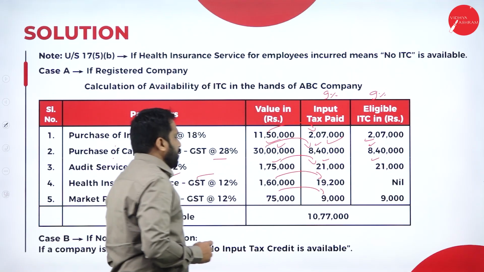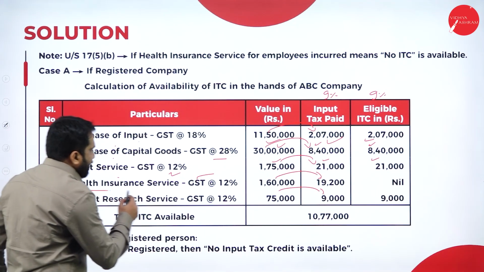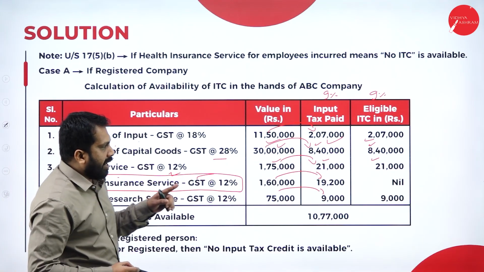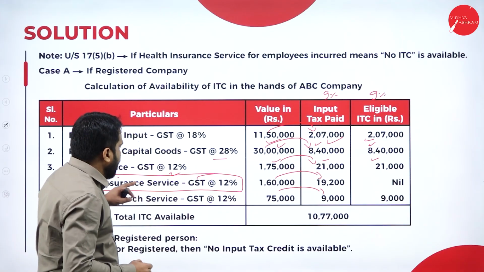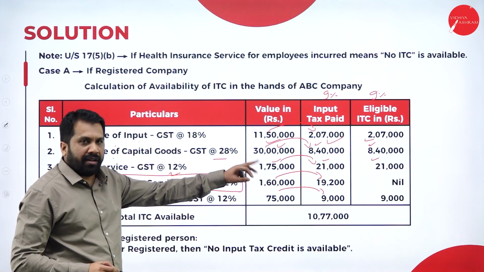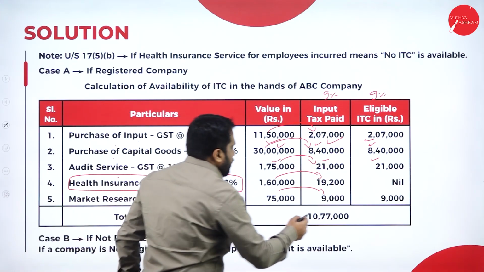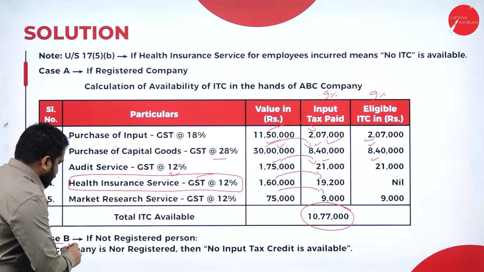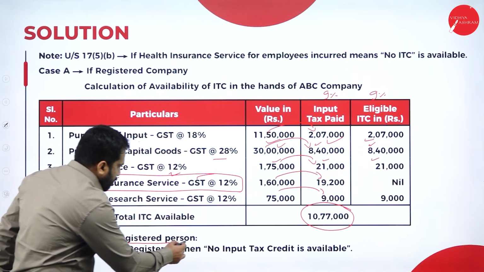Now, remember, your health insurance is not eligible for ITC. Remember, your health insurance will not be eligible for ITC. Now, add everything. You will get 10,77,000. Now, case B. Not registered person.